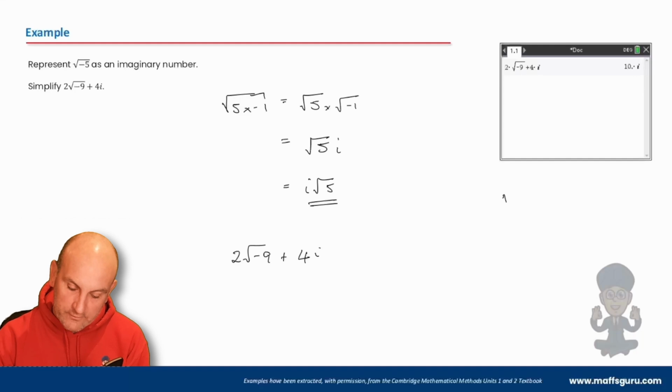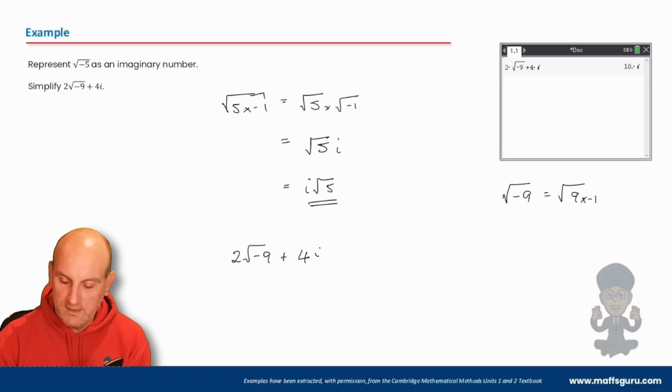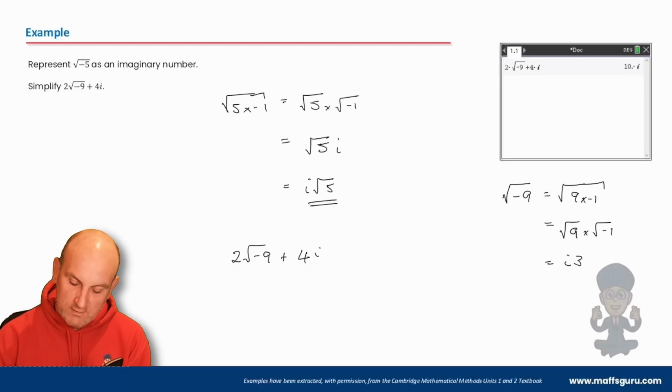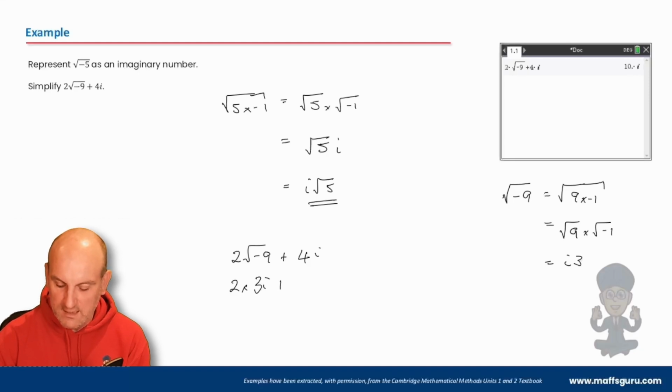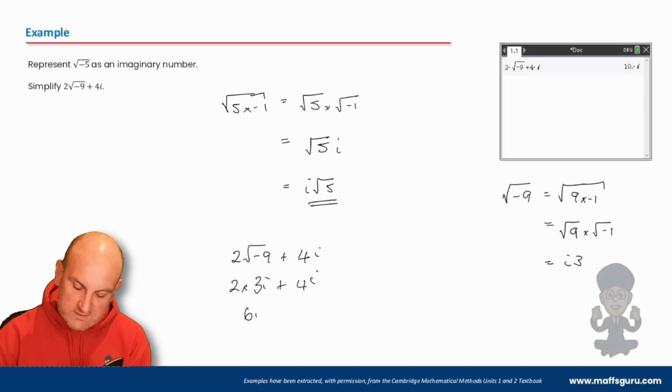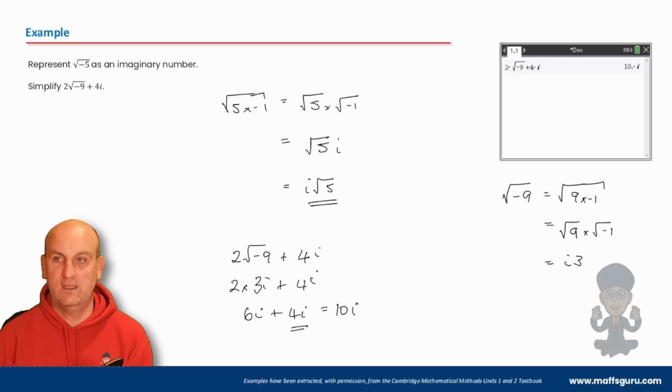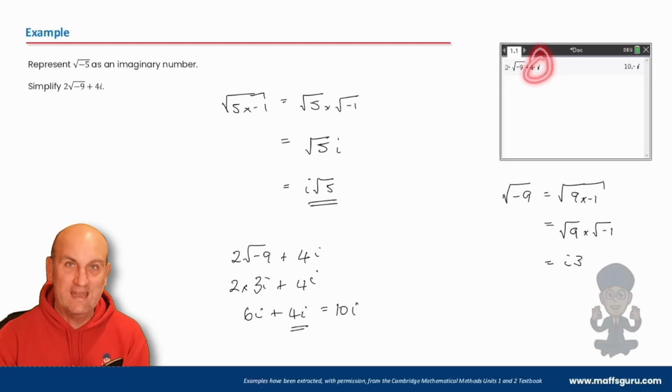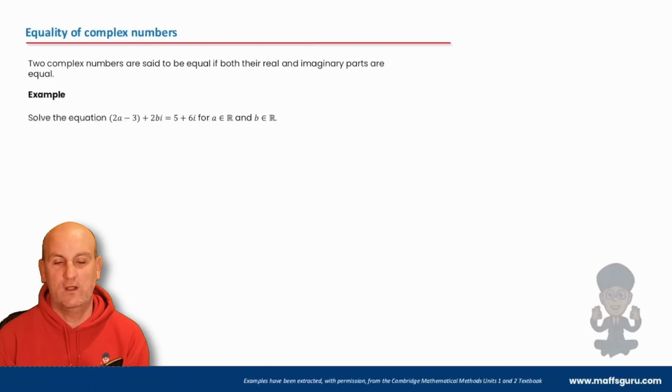Ooh, right, well, the square root of minus 9 is equal to the square root of 9 times minus 1. That's the square root of 9 times the square root of negative 1, which gives me i times 3. So that's just 3i. Right, okay, but we've got 2 lots of 3i. So that's 2 times 3i plus 4i, which gives me 6i plus 4i, or 10i. And again, what you notice here is your calculator can actually work it out for you, making sure that you do the i. And again, using the CAS is going to make your life a lot easier.